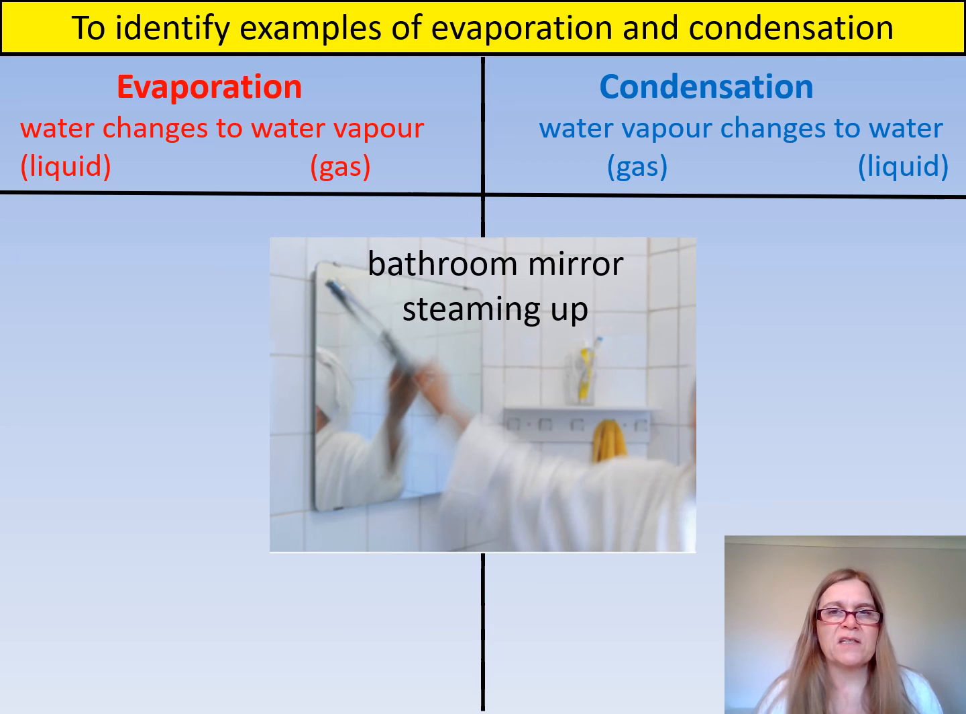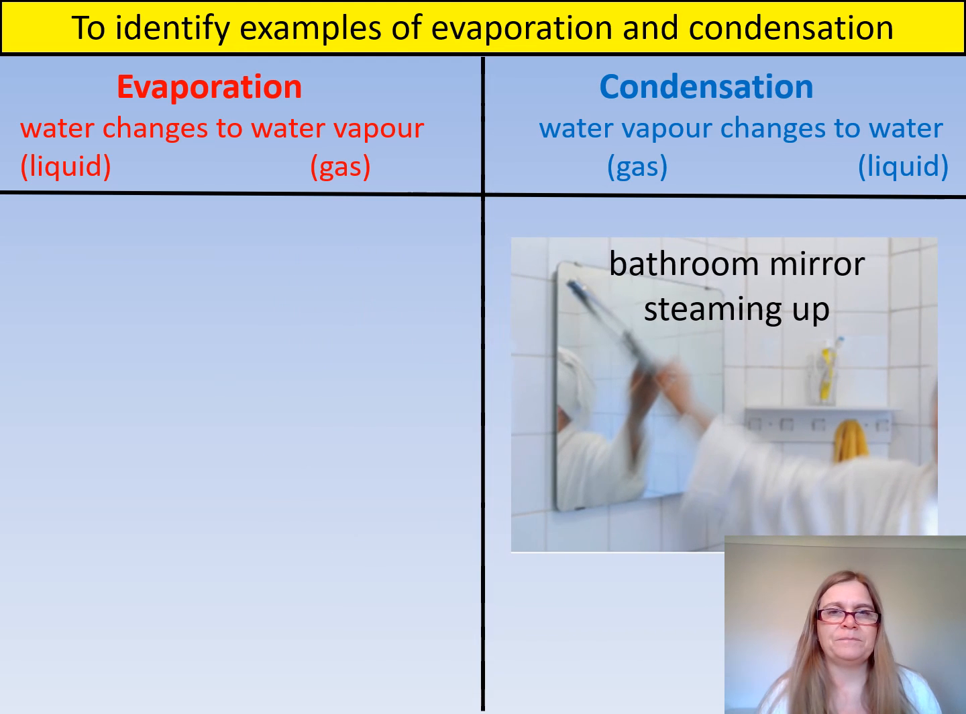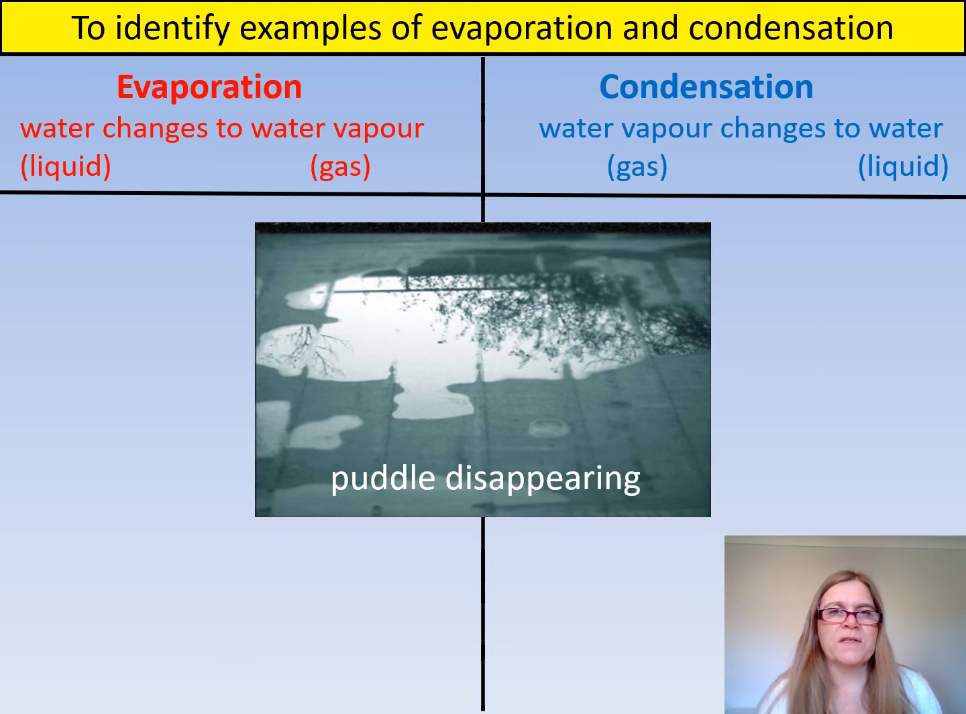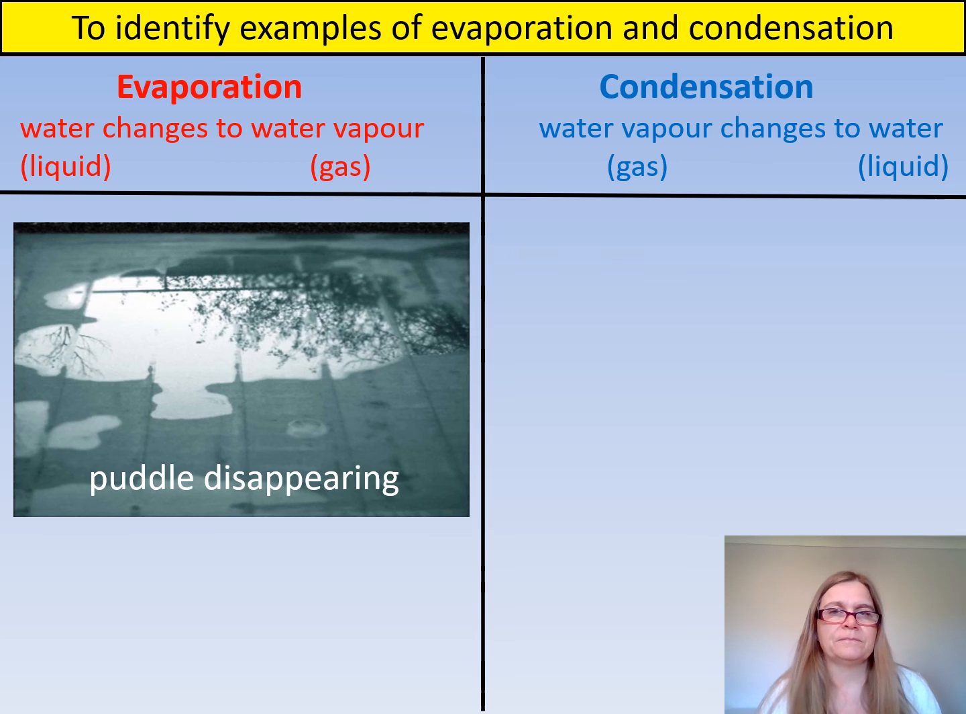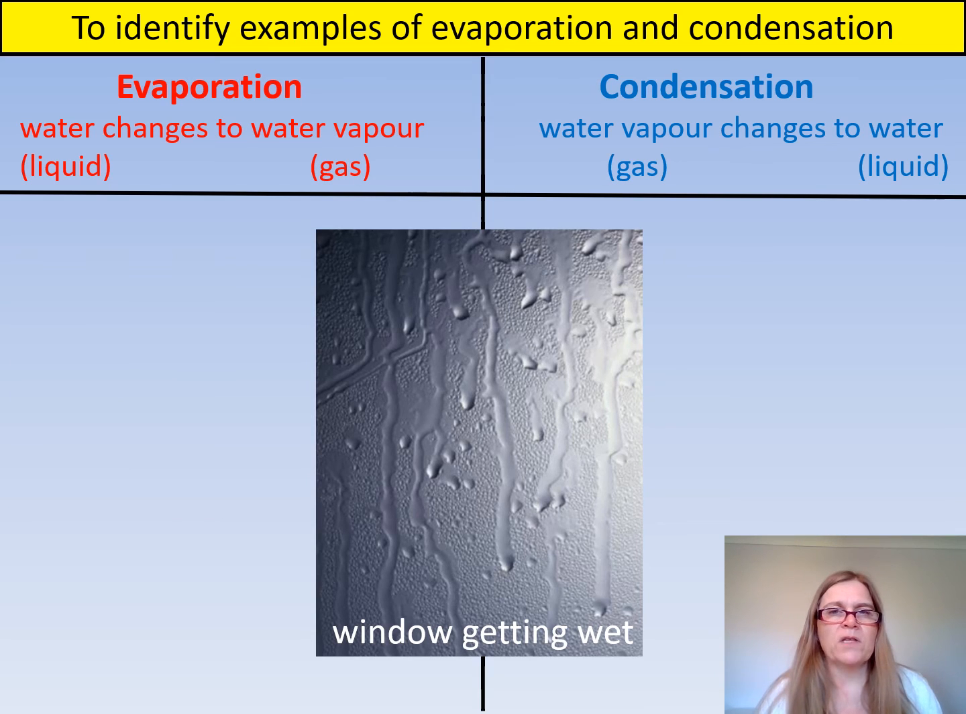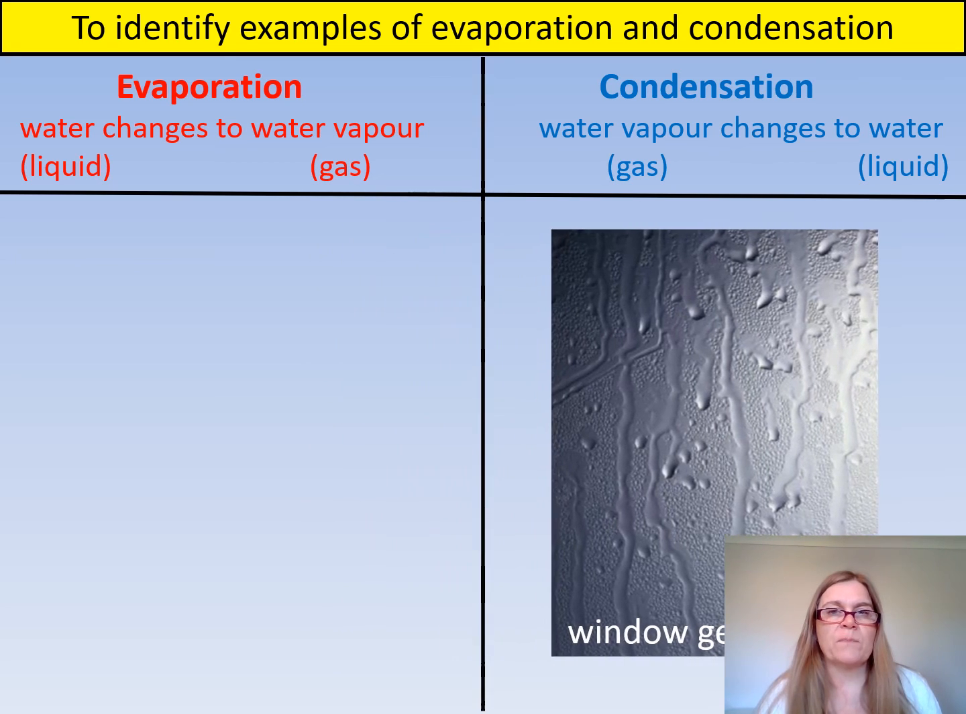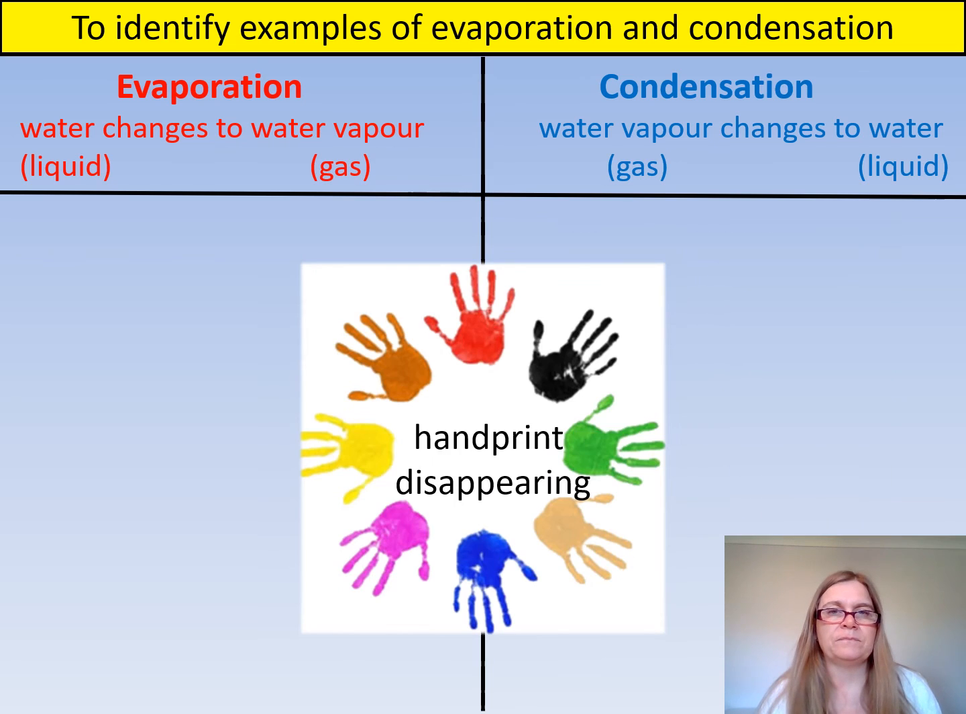You need to be able to identify when evaporation or condensation is happening. Here's an easy example. What is happening when a bathroom mirror steams up? Yes, it's condensation. What is happening when a puddle disappears? Fantastic! That's evaporation. What about when your bedroom window gets wet on the inside during the winter? Yes, if you can see water appearing, it's condensation.